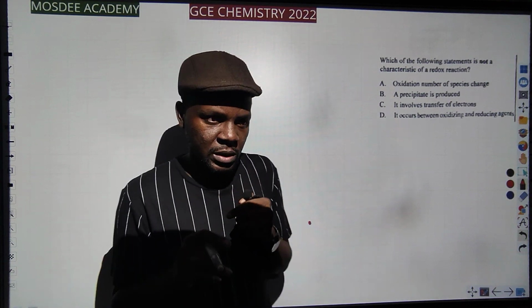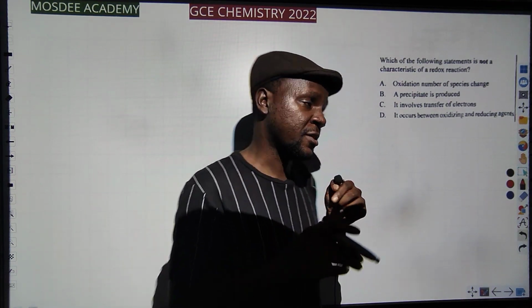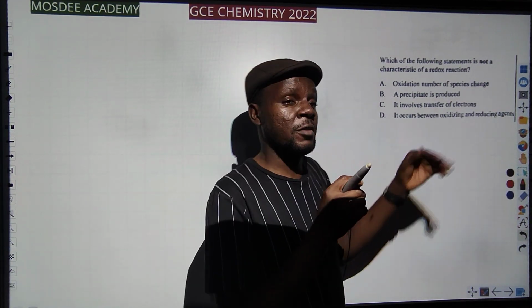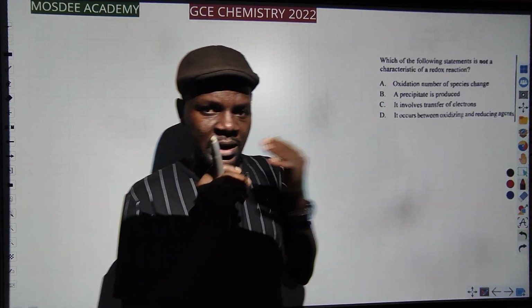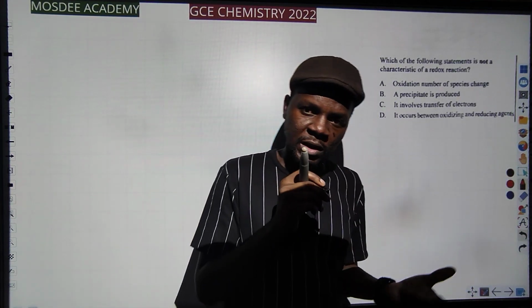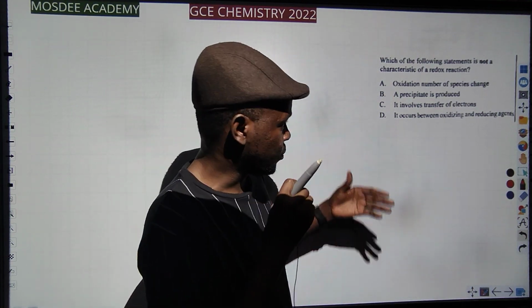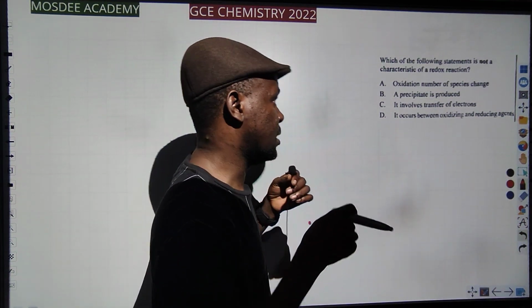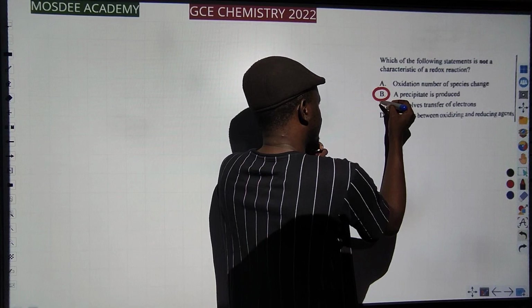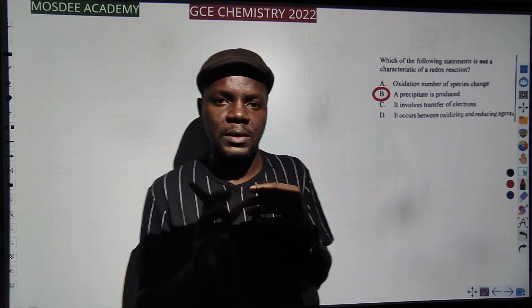Now, let me be quick to tell you that when you are doing a redox reaction, there's nothing like a precipitate. It involves transfer of electrons. Yes, transfer: one can gain and one can lose. Loss of electrons is oxidation. Gain is what? Reduction. The last one, it occurs between oxidizing and reducing agents. So these are ways to divide and conquer. This statement is very wrong. That is, a precipitate is not formed during reduction oxidation.